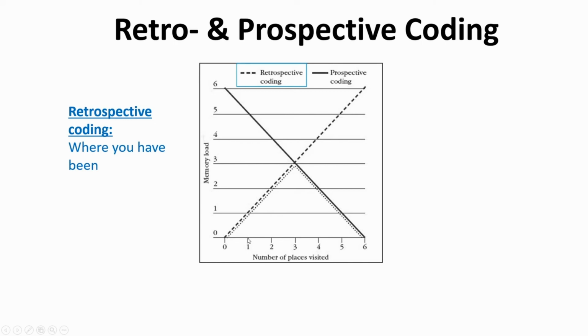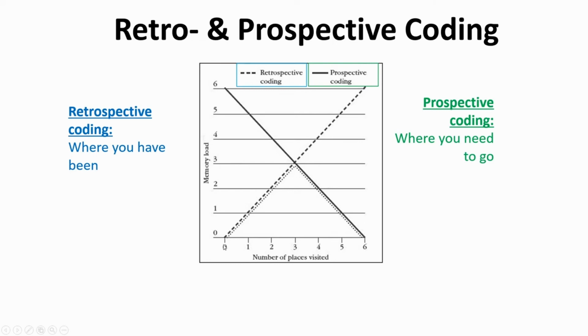If you've been to one place, then you have to remember one place, and so on and so forth. So the more places that you visited, the more that you have to remember. If we then look at a prospective coding interpretation of this, you remember where you need to go. So that's our solid line here.